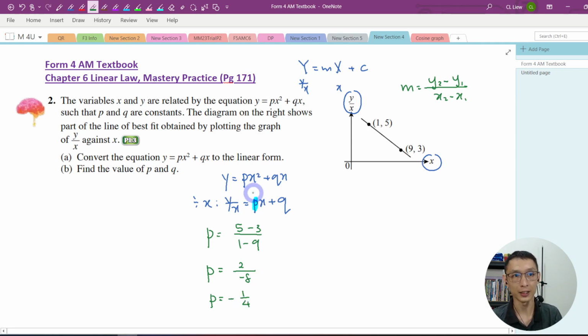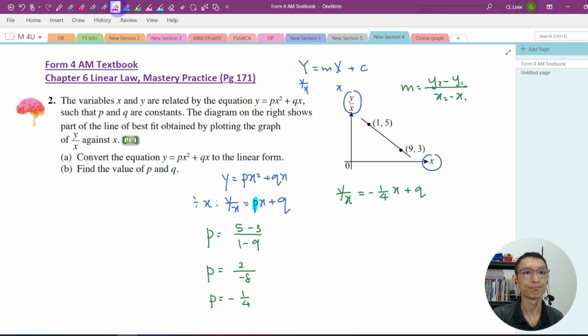So I'm going to plug it in here. y over x is equal to negative 1 over 4 times x plus q. Okay, so next step, we want to find q. This one you have to be more careful. You can use this point or this point to help you get the value of q.